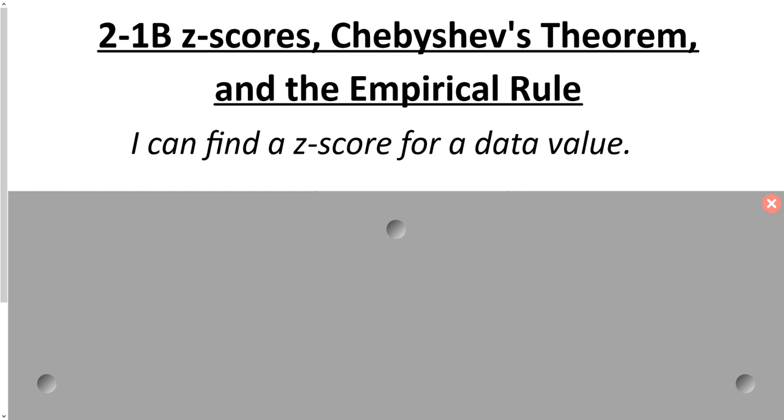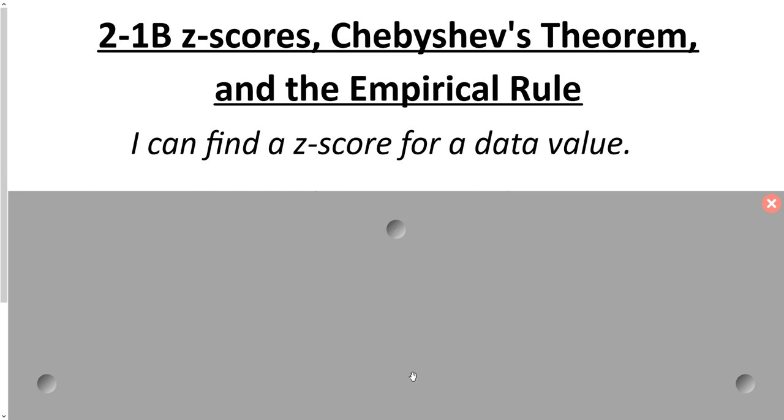Hello, hello, hello. This is the second part of section 2.1, continuing our talk on the distributions of quantitative data. So we talked about percentiles last time. We're going to get into z-scores today and Chebyshev's theorem, and also empirical rule. We'll talk about what those things are. But our ultimate goal for today is to be able to find a z-score for a data value.